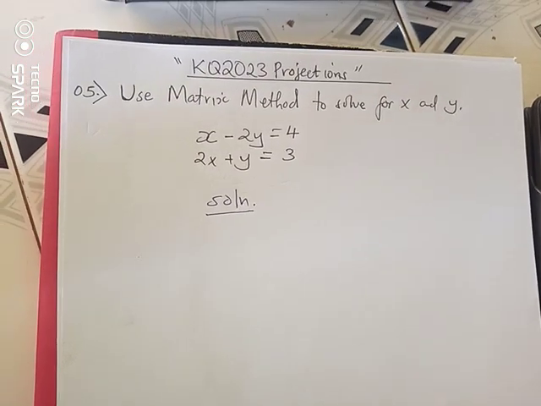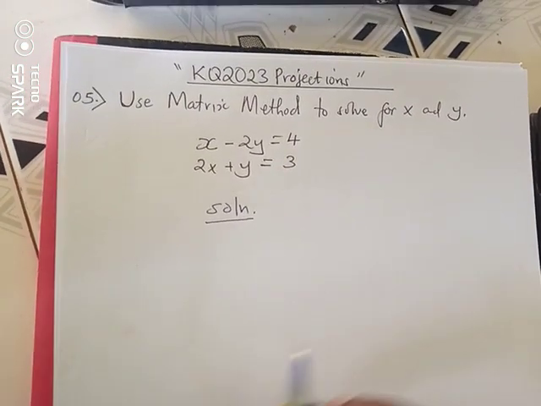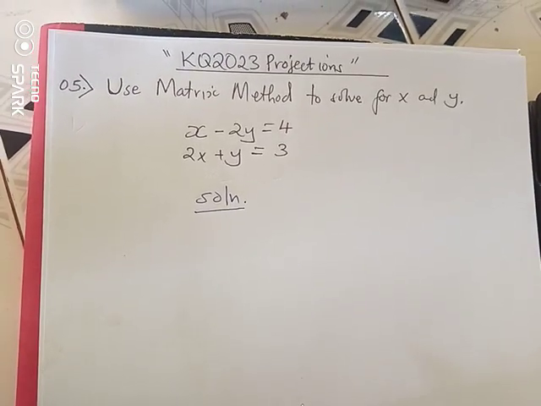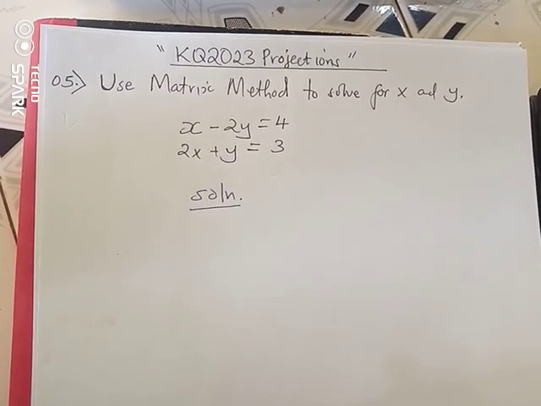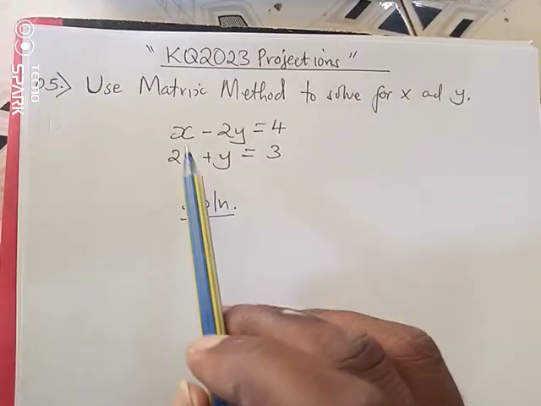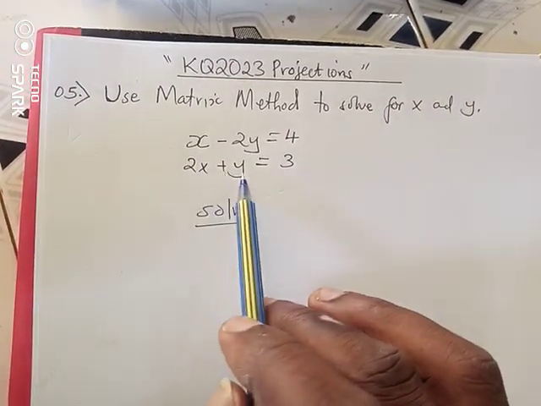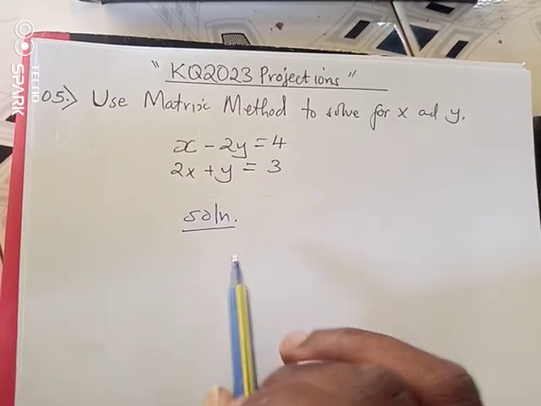Here we go again at number 5, where we are told to use matrix method to solve for x and y in the following equations. That is x minus 2y is equal to 4, and 2x plus y is equal to 3.